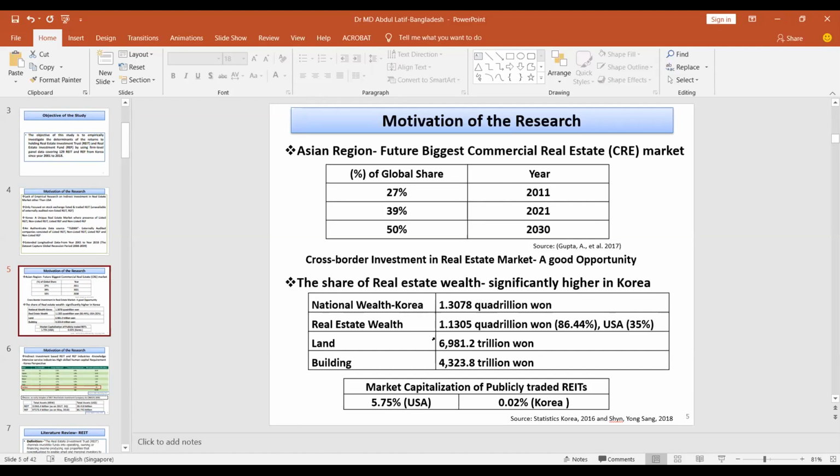Regarding real estate wealth, Korea has huge real estate wealth. In the case of USA, it is 35%, but regarding real estate wealth in Korea, it is 86.44%. So it is huge, but market capitalization is very small in Korea compared to USA. In USA, it is 5.75%, and in Korea only 0.2%.